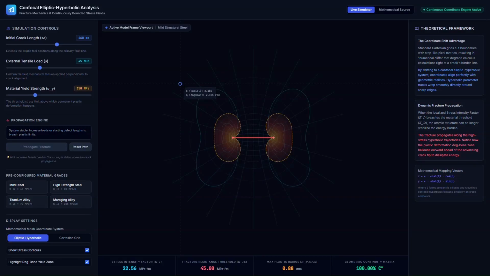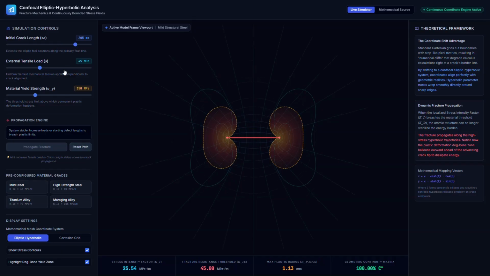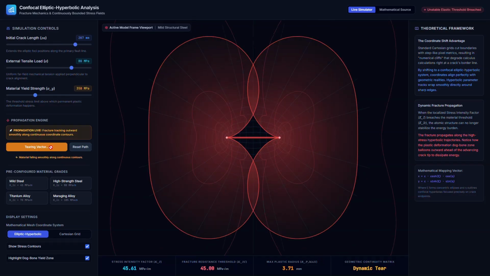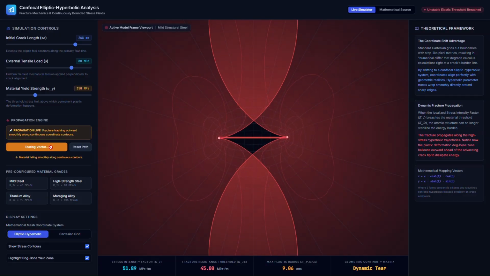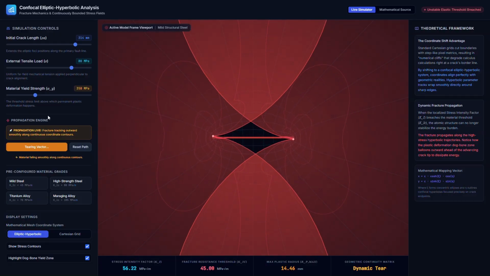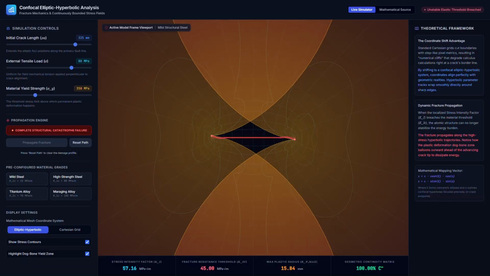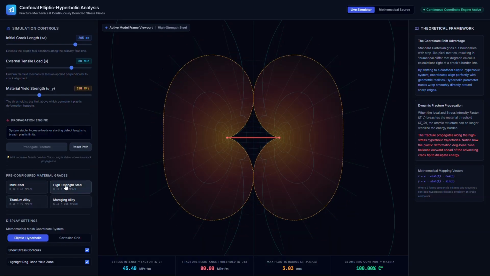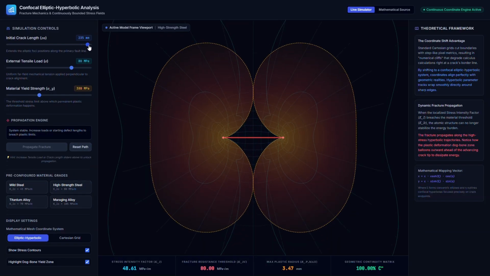The simulator models the physical phenomenon of mode-I tensile fracture mechanics and elastic plastic stress field evolution using an advanced confocal elliptic hyperbolic coordinate system. It visually demonstrates how a structural material behaves under tension at a sharp crack tip, where theoretical calculations create intense stress concentrations that scale inversely with the square root of the local radius vector.